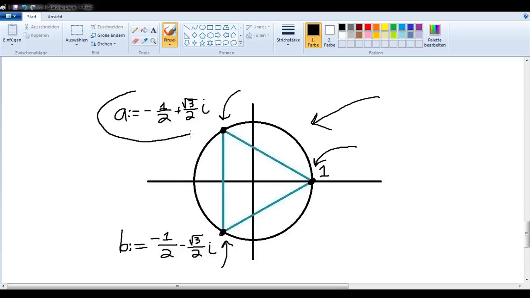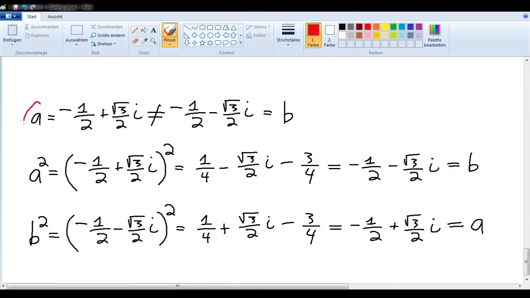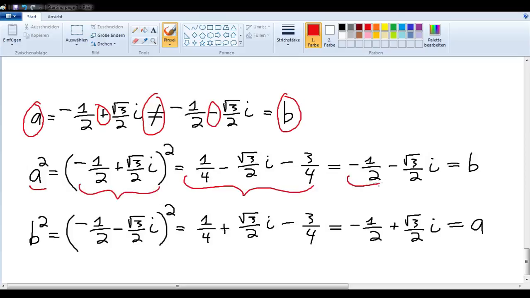And I've labeled the one primitive cube root of unity A and the other one B. So what we now want to know is whether a squared is indeed b, and whether b squared is indeed a. So a is not equal to b. Right, we need to know that. We have a plus here and a minus here. These are not the same. They are distinct. Now if we write out a squared, multiply that out, simplify, indeed we get b.